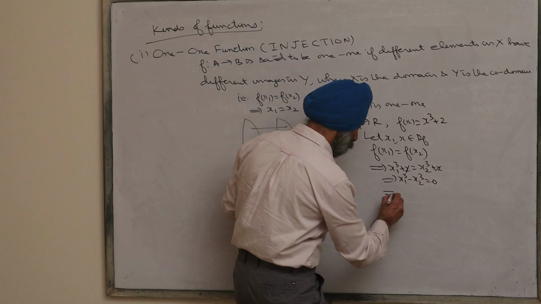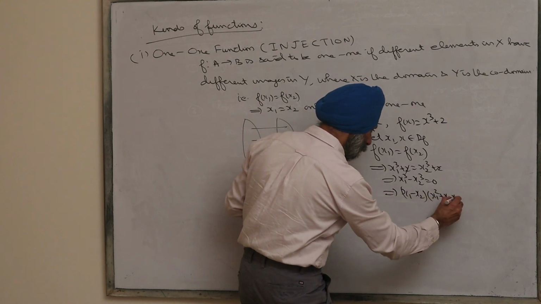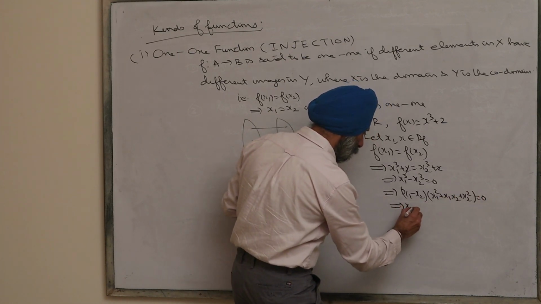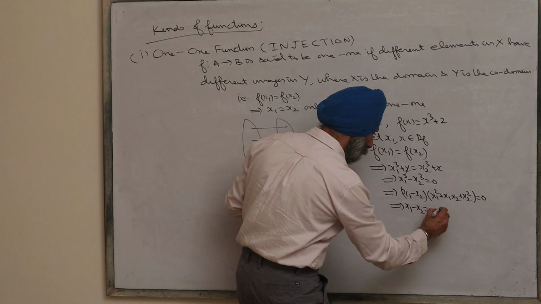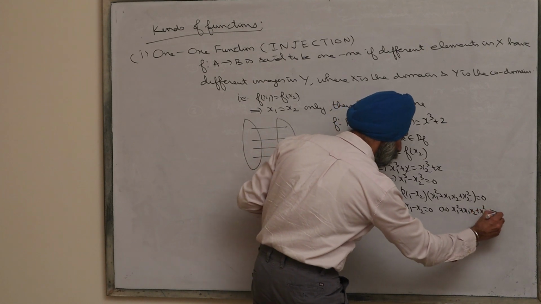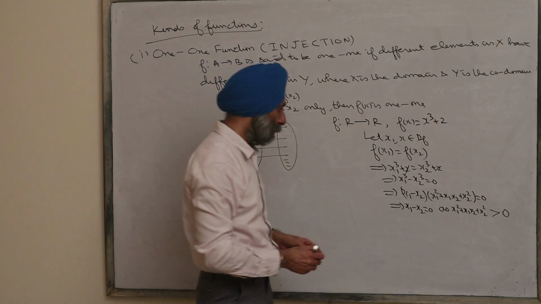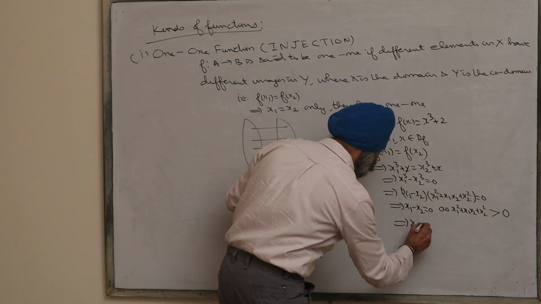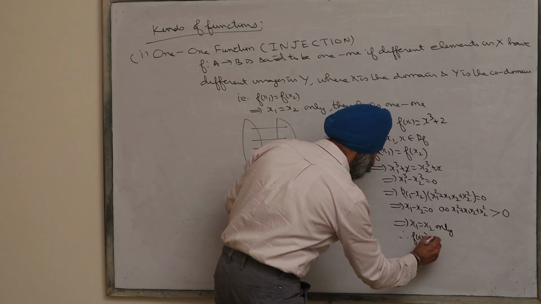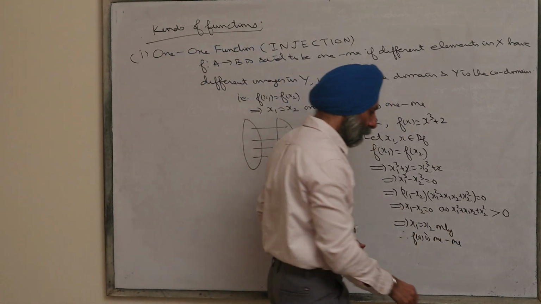Now a cube minus b cube is (a minus b) into (a square plus ab plus b square) equals 0. This implies x1 minus x2 equals 0, as x1 square plus x1 x2 plus x2 square is always positive. It's always greater than 0. It cannot be equal to 0. So this implies that x1 equals x2 only. Therefore, function f(x) is one-one here. That is, it is one-to-one here. Right?